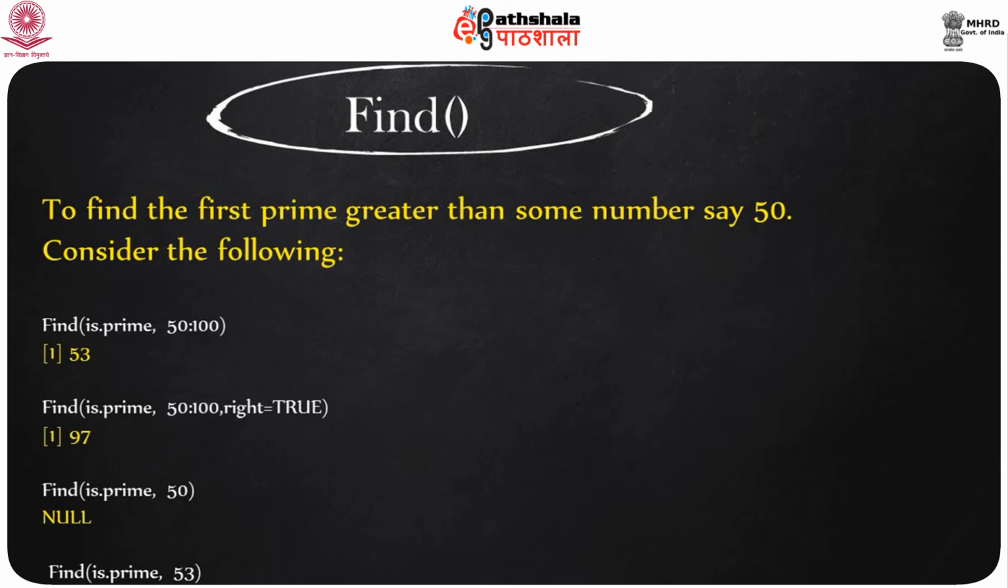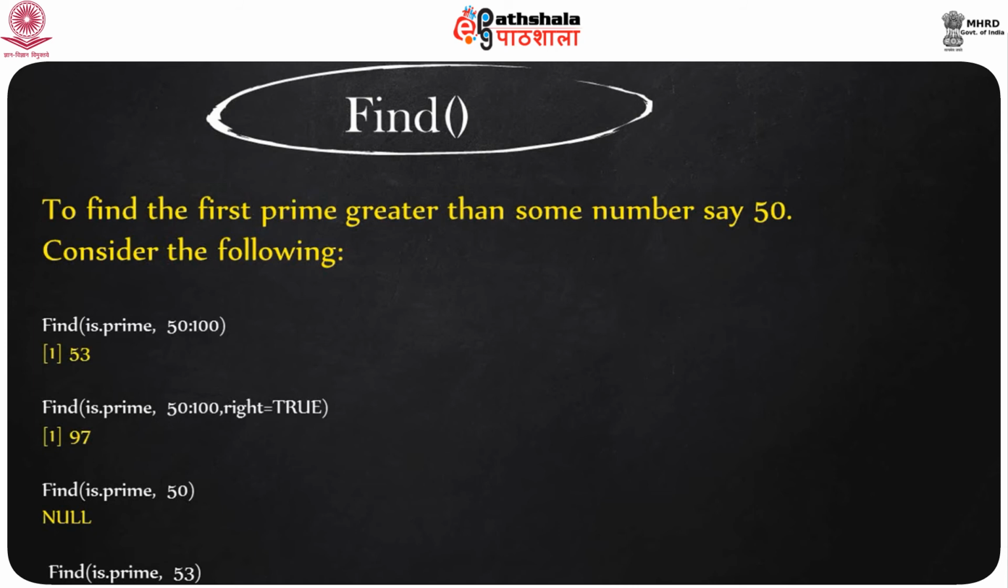The basic logic behind finding a prime number obviously remains the same here. So let us see what happens when we just put a number, unlike an interval, as an argument of the function that is find.